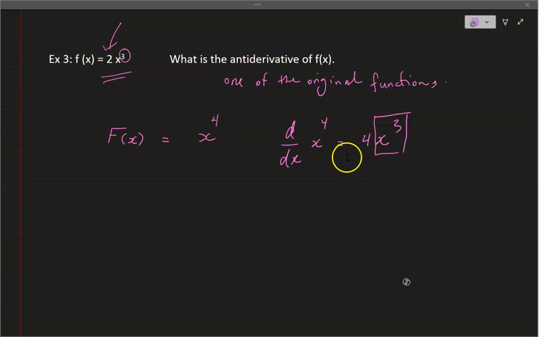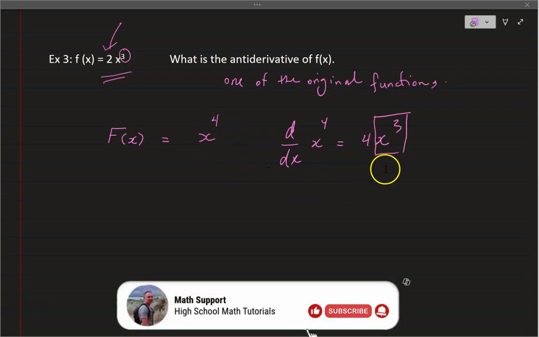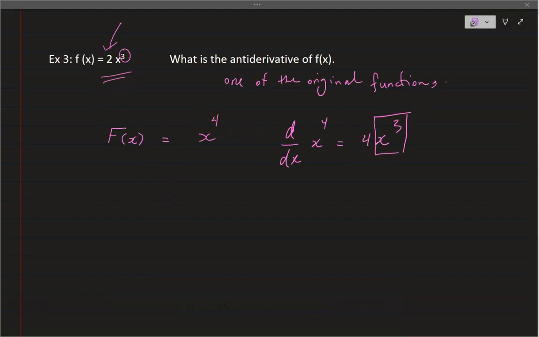So it turns out that when we have x to the 4th, the derivative of that will be 4x cubed, but we don't want 4x cubed, we want 2x cubed. So it makes sense that we multiply the original function by 1 over 2, because half of 4 is 2. Now we can test this.